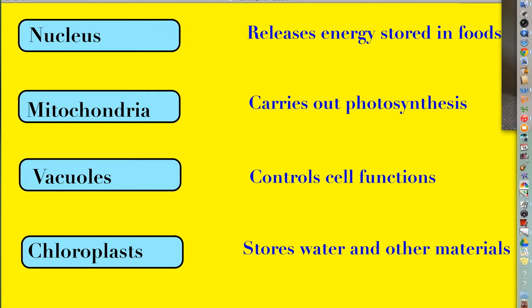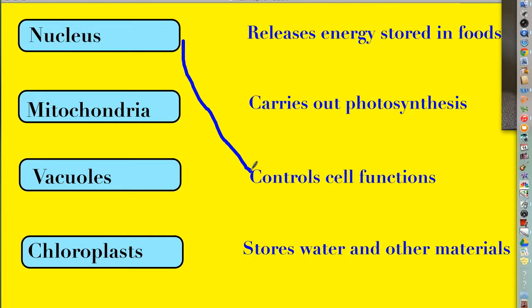Now, the nucleus may arguably be the most important part of the cell. It is the part of the cell that tells it what to do and when to do it. Stored inside of the nucleus is the DNA, the instruction manual that tells the cell how to be a cell. And so the nucleus controls cell functions.